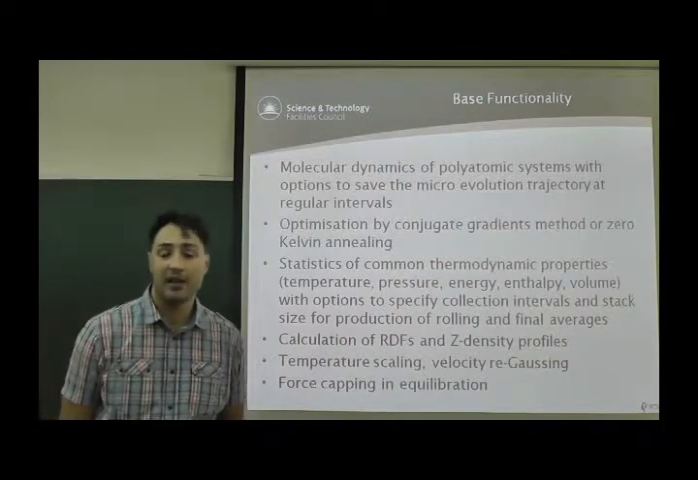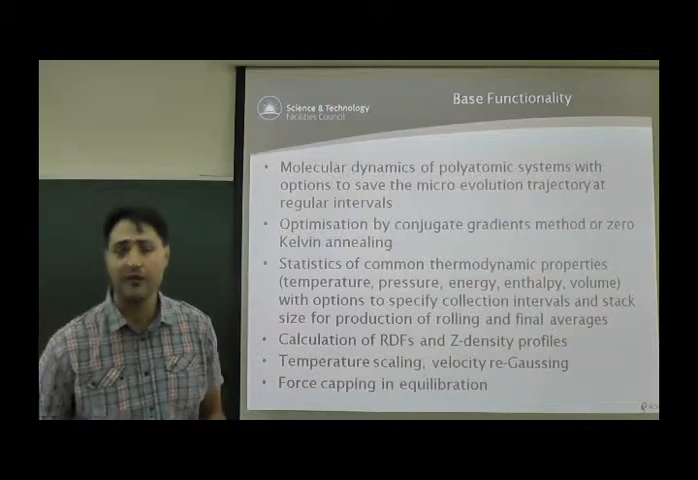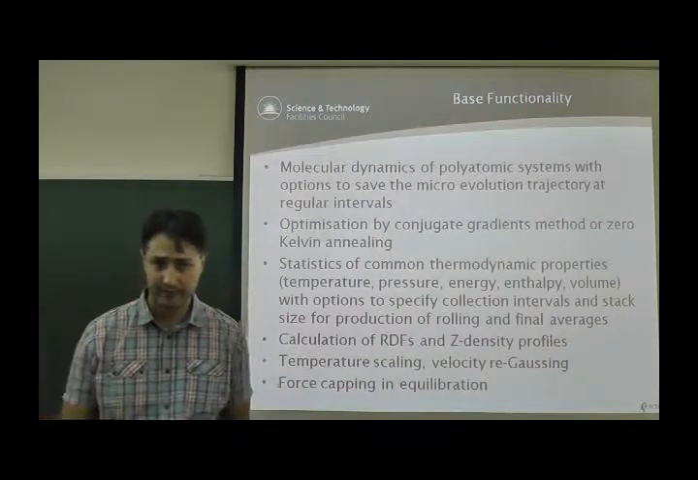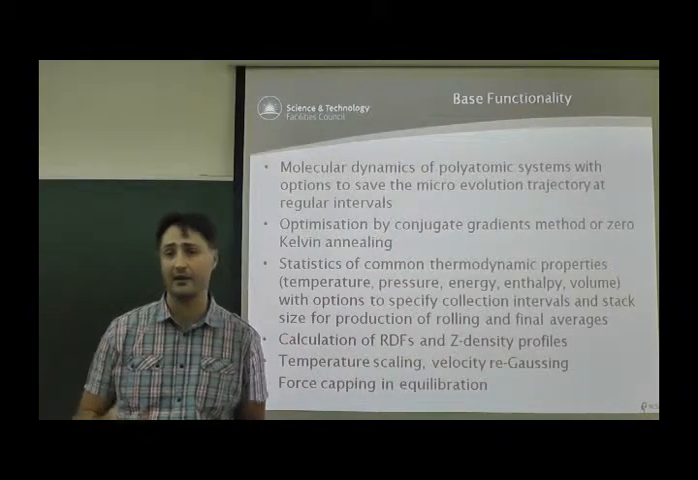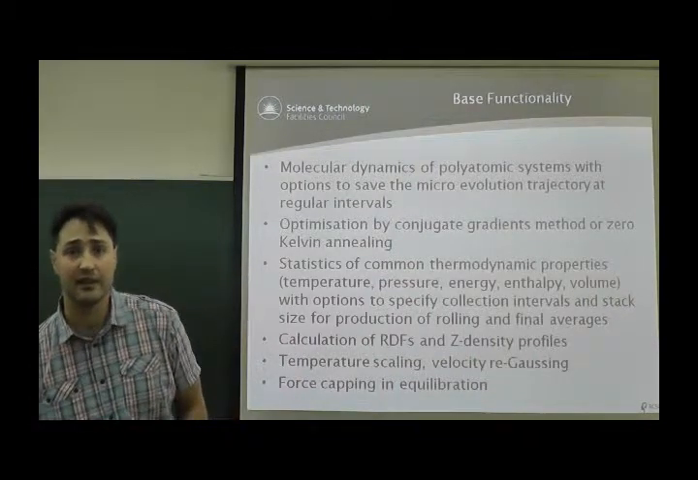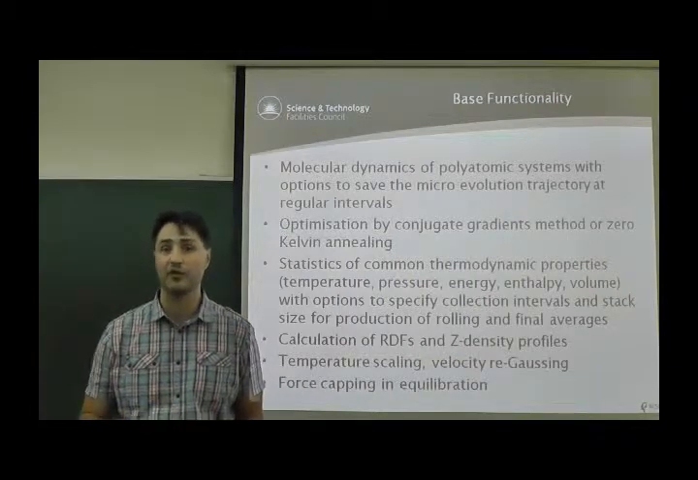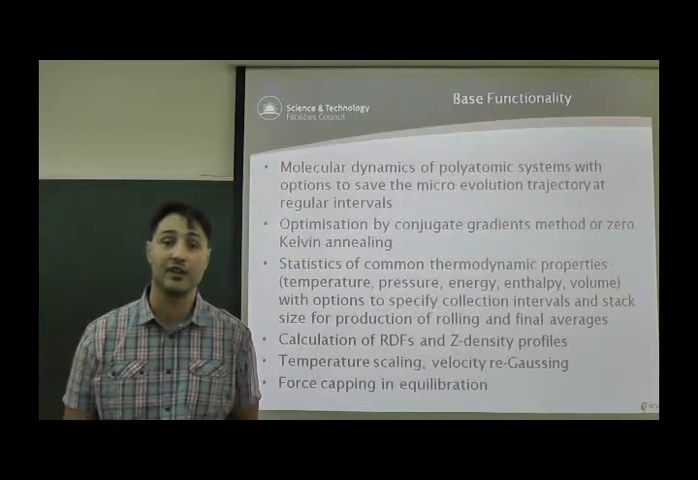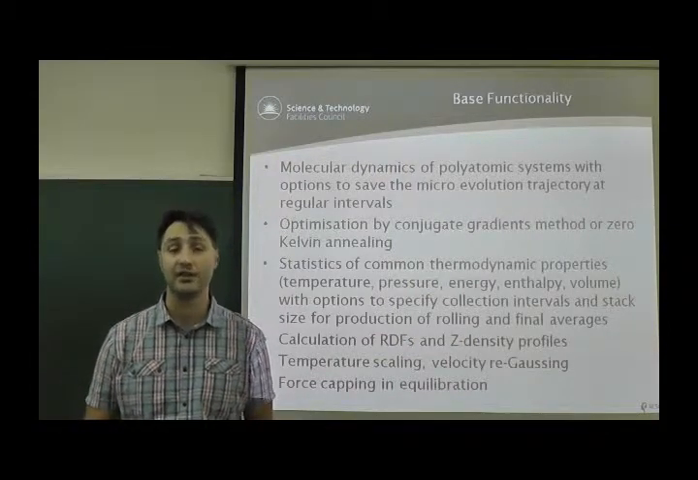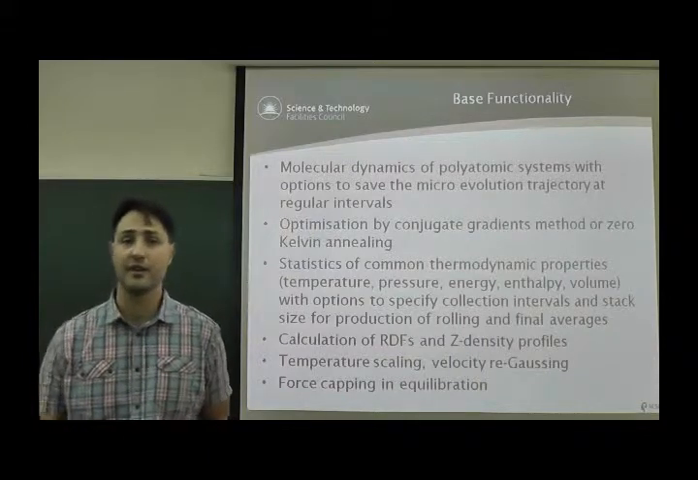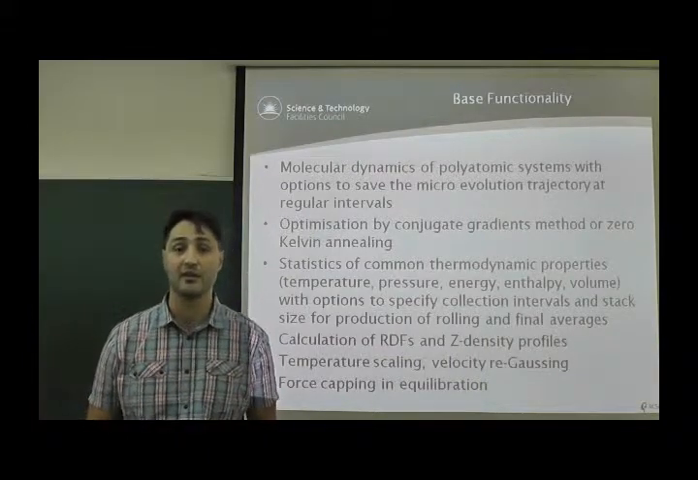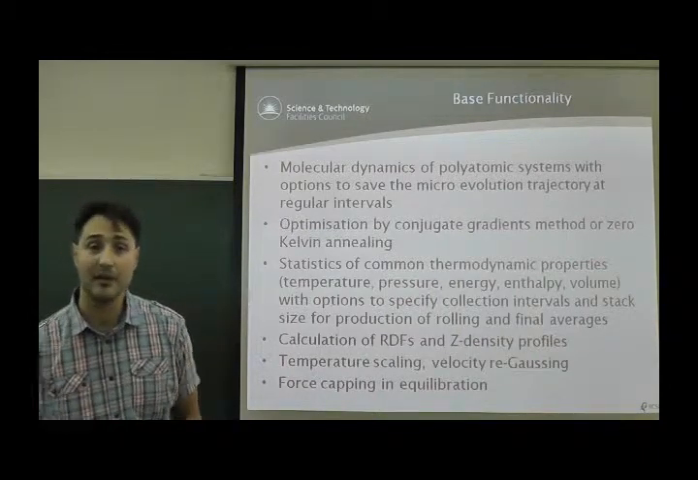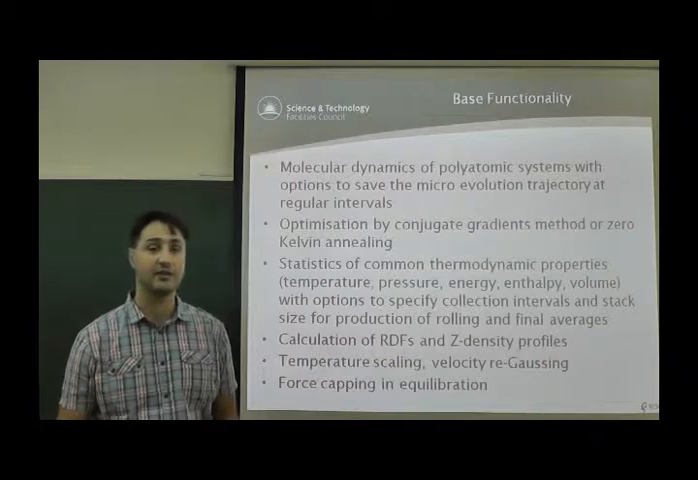So what is the base functionality? We described briefly all the algorithms within DL Poly and how these are parallelized within the different packages, DL Poly Classic and DL Poly 4. So the base functionality is that we can do electrodynamics of polyatomic systems with various options to save the microevolution trajectory at regular intervals. We can optimize structures starting from some crude configuration. We can use either conjugate gradient methods or zero Kelvin annealing. So this is not strictly electrodynamics. The conjugate gradient would be electrostatics, for example.